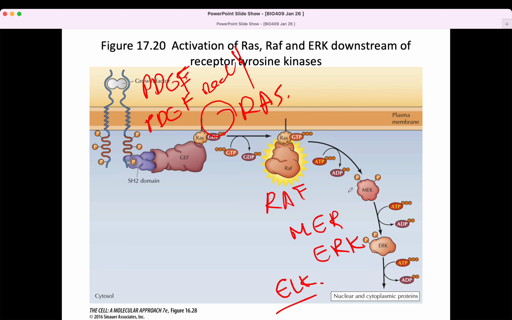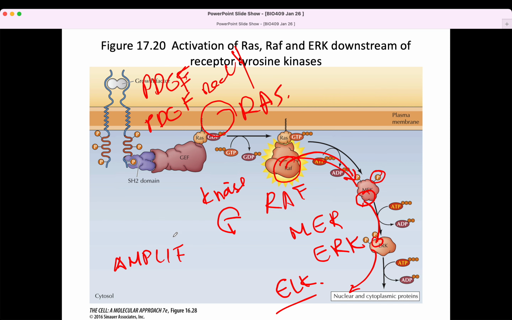And each of these is a kinase. Each of these is a kinase that activates the downstream protein by phosphorylating. So RAF is a kinase that activates MEC by phosphorylating it. MEC is a kinase that activates ERK by phosphorylating. ERK is a protein that activates ELK by phosphorylating it. Why so many steps? That's because the signal is undergoing amplification. We just have a few molecules of PDGF bound on the skin cells, and they amplify the signal inside the cell. So signal transduction is partly about amplification.